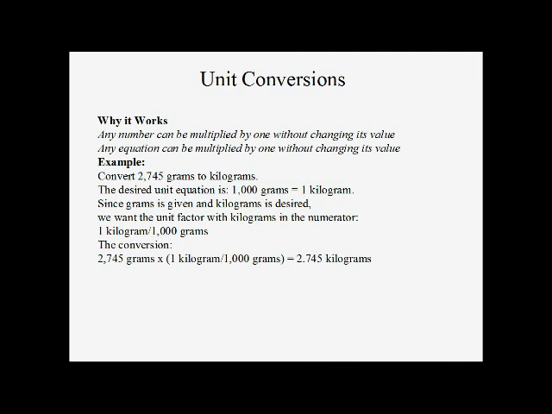Now when we multiply our 2,745 grams by 1 kilogram over 1,000 grams, we end up with kilogram times grams divided by grams. The grams divided by grams cancel out, leaving us with just kilograms. We run it through our calculator and end up with 2.745 kilograms. We're not going to change the number of significant digits, since 1,000 grams equals 1 kilogram is a defined quantity and does not have any restriction on significant digits.